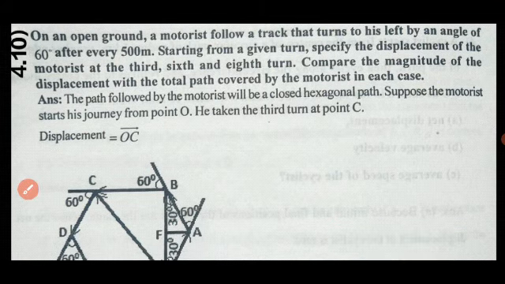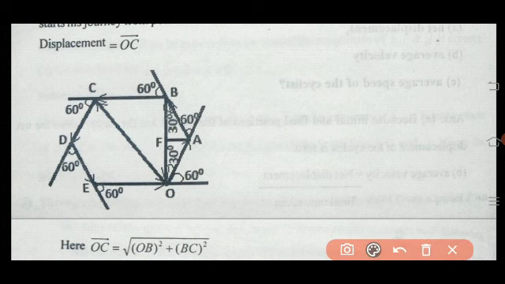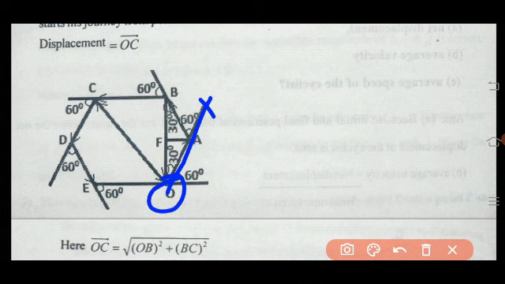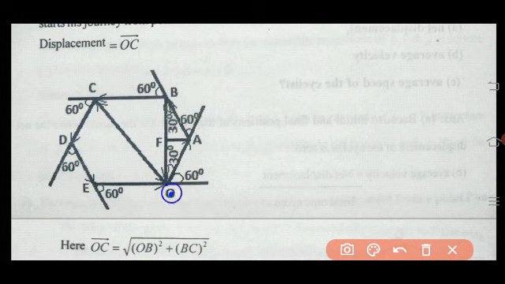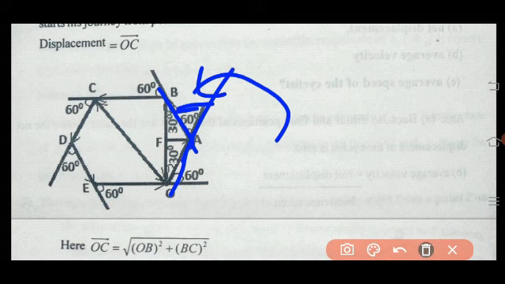So to understand the problem easily, consider this picture. A motorist starts his journey at O. He starts in a straight line. After reaching 500 meter, that is at A, what is the distance from O to A? That is 500 meter. After reaching A, he takes a 60 degree turn towards his left. This is the angle of 60 degree.